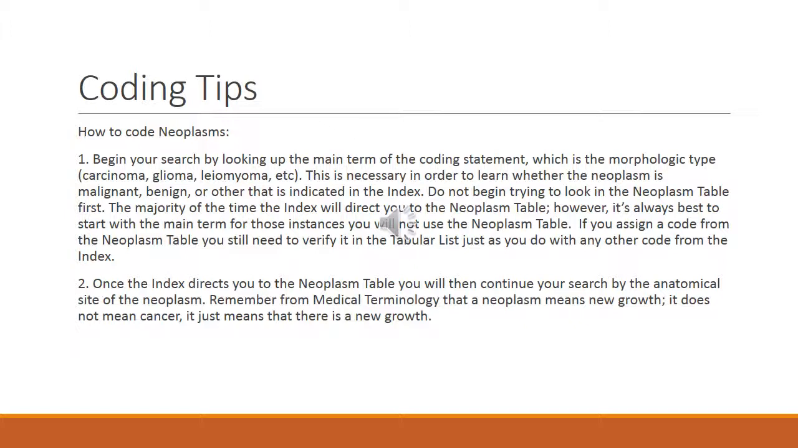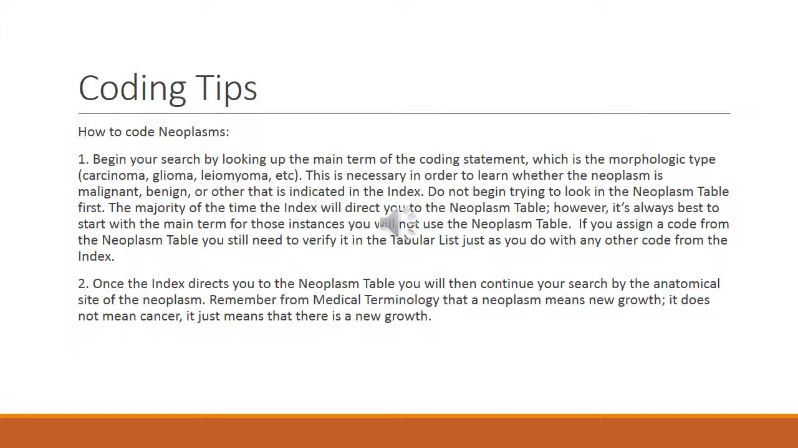The majority of the time the index will direct you to the neoplasm table. However, it's best to start with the main term for those instances you will not use the neoplasm table. If you assign a code from the neoplasm table, you still need to verify it in the tabular list just as you do with any other code from the index.